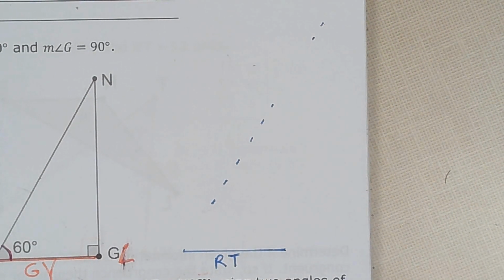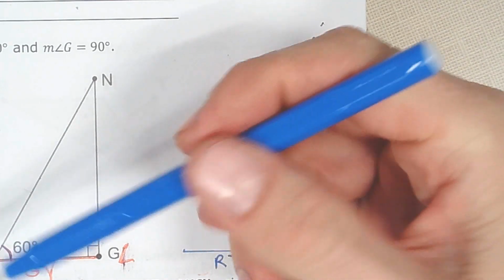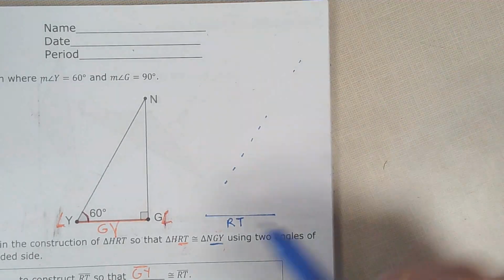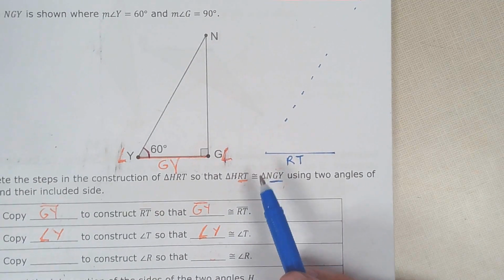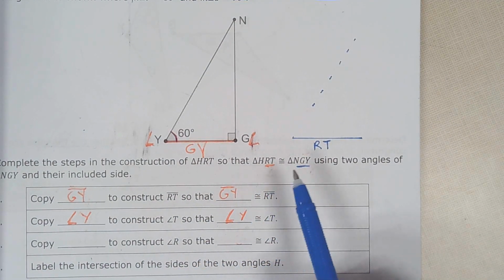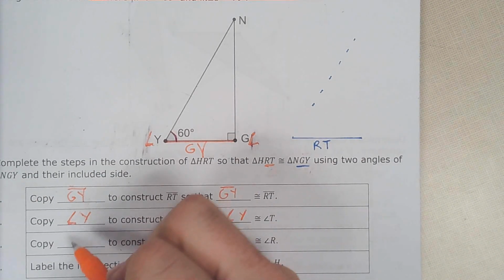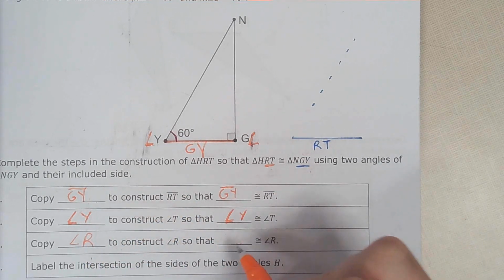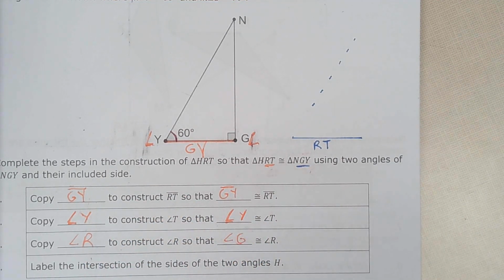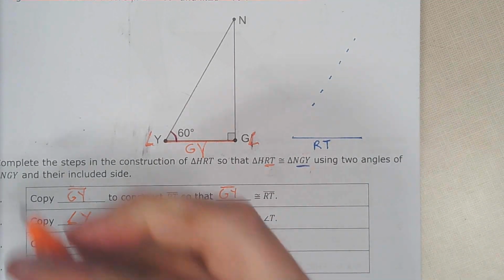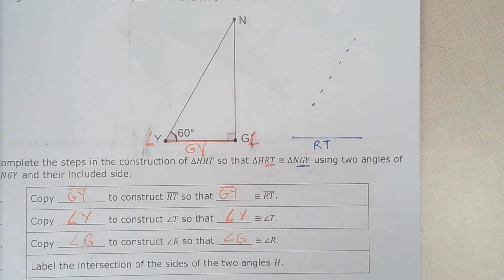And I'm going to then copy angle R. Angle R goes with my angle G. Oh, you can't see what I'm talking about. Angle R here, copy angle R to angle G. And angle G is my 90-degree angle. So I'm going to copy angle R to go with angle G. That's just the 90-degree angle.